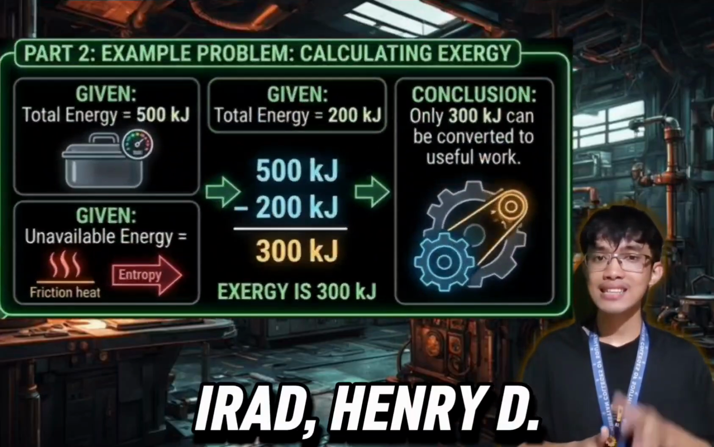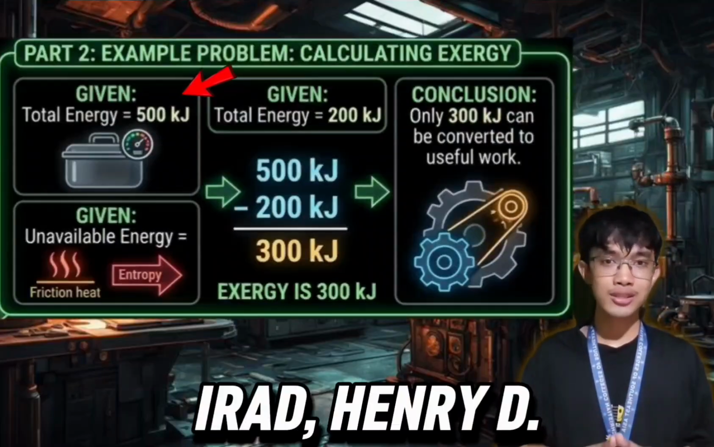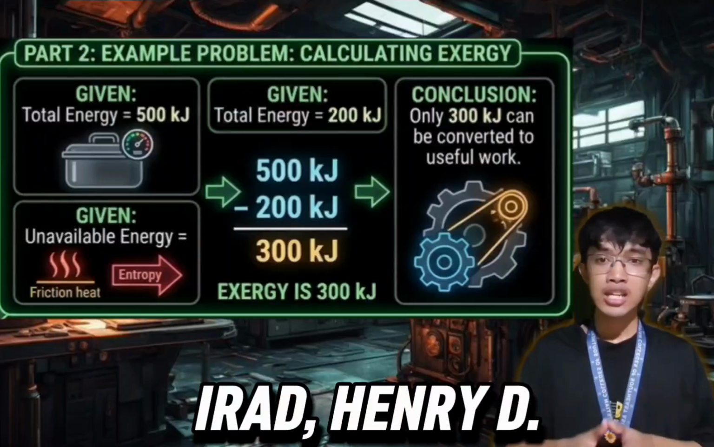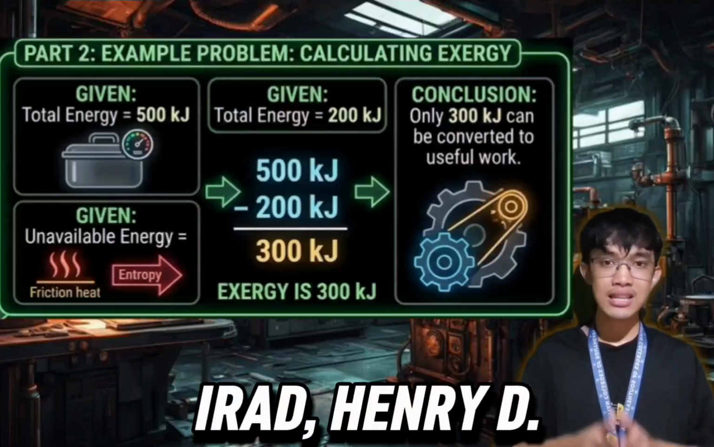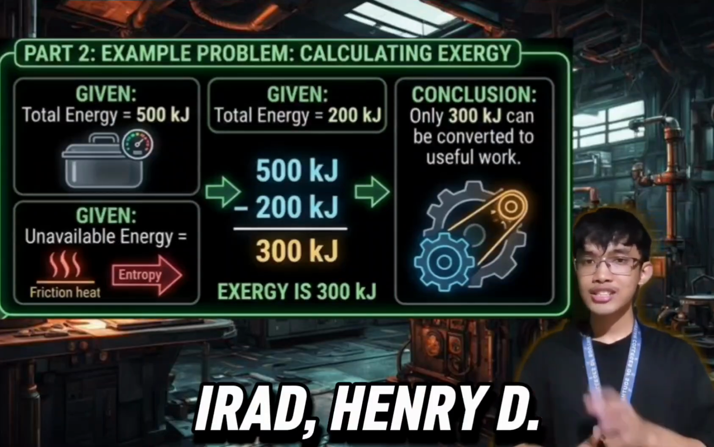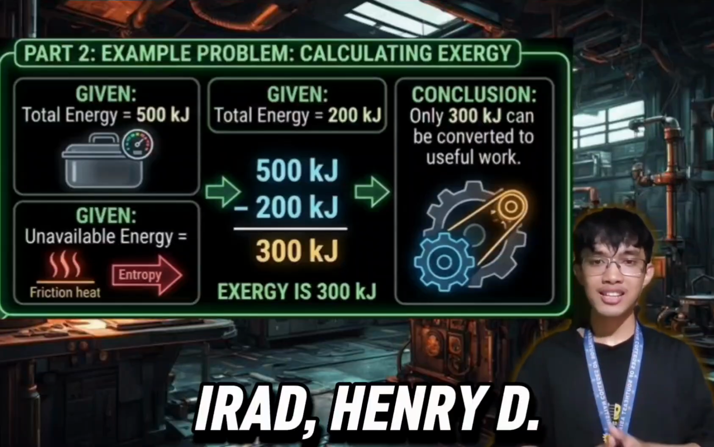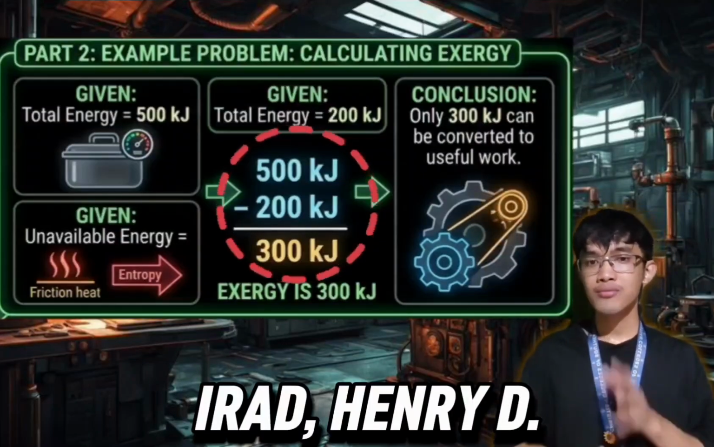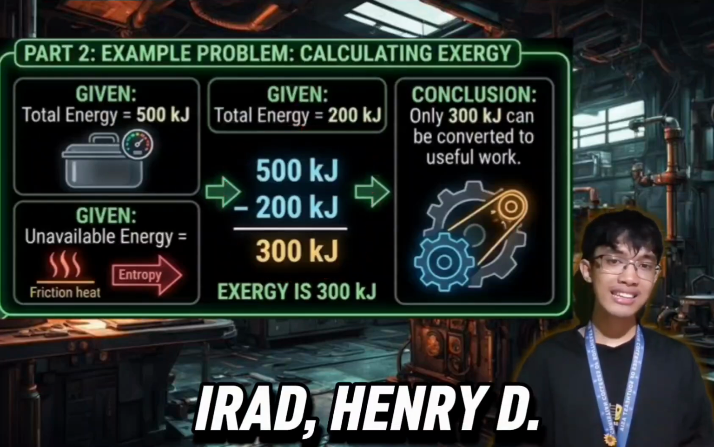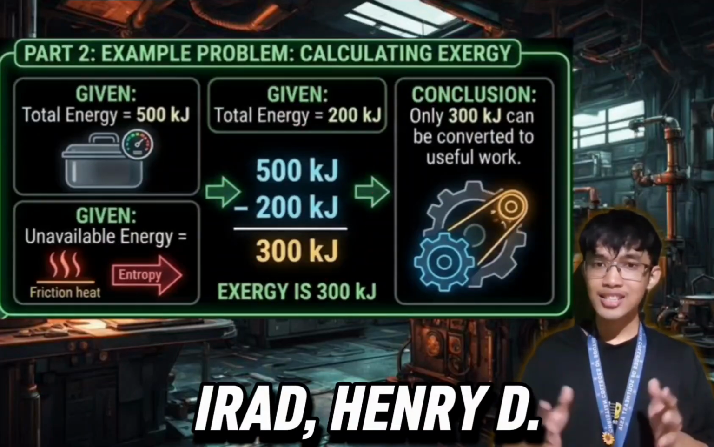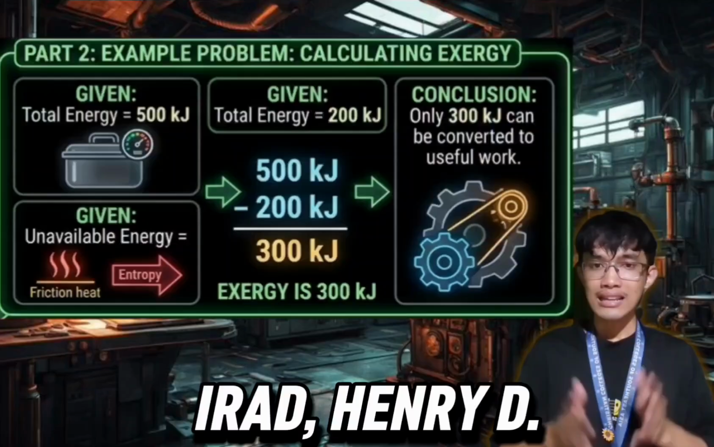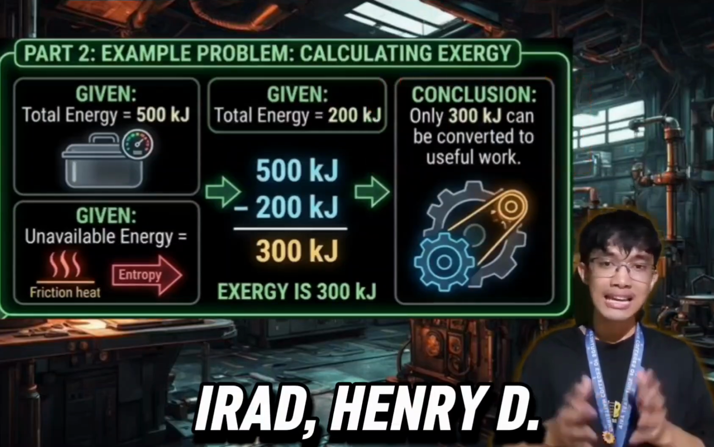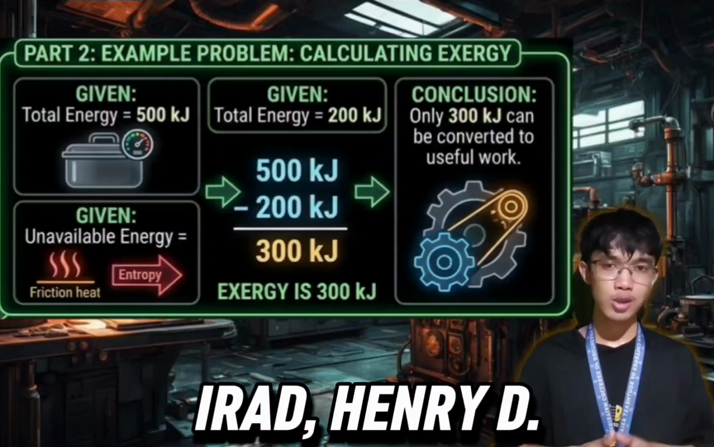Suppose a system has a total energy of 500 kilojoules and 200 kilojoules of energy is unavailable for doing work due to losses and irreversibilities. Using this formula, exergy is equal to total energy minus unavailable energy. So, exergy is equal to 500 kilojoules minus 200 kilojoules. So, the exergy is 300 kilojoules. This means only 300 kilojoules of the system's energy can actually be converted into useful work.